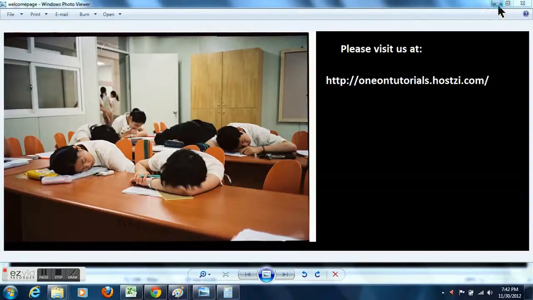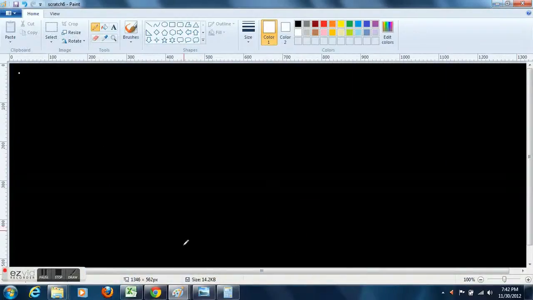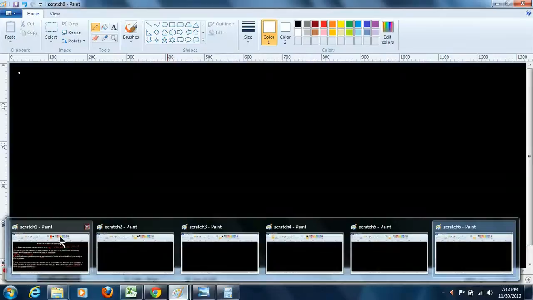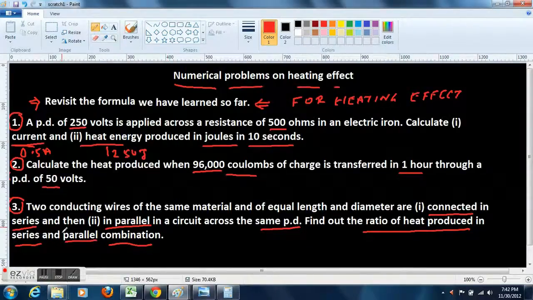In this tutorial, I will be discussing the solution to these last two problems. Let me start reading problem number 2 once again. Calculate the heat produced when 96,000 coulombs of charge is transferred in 1 hour through a potential difference of 50 volts.